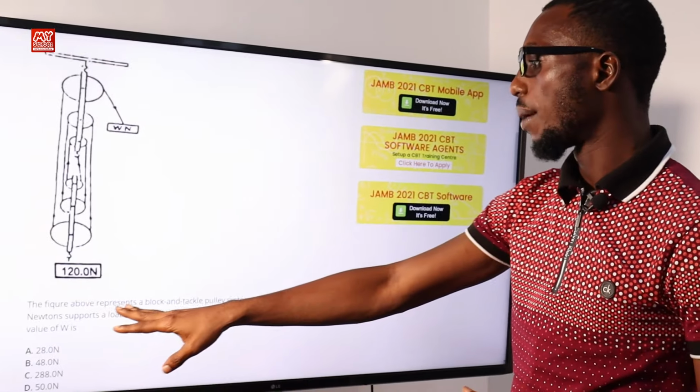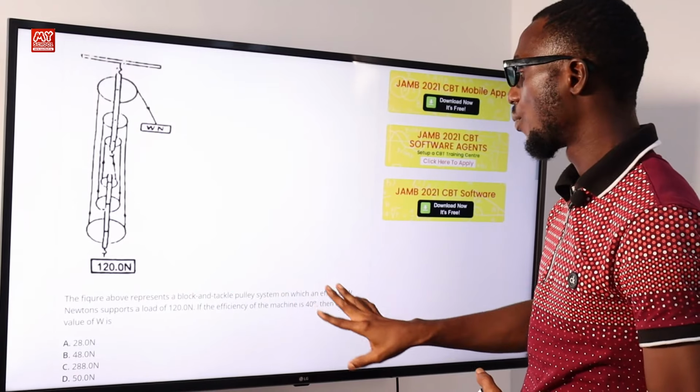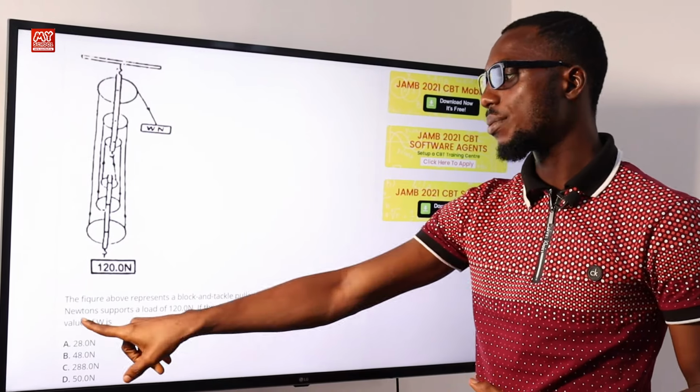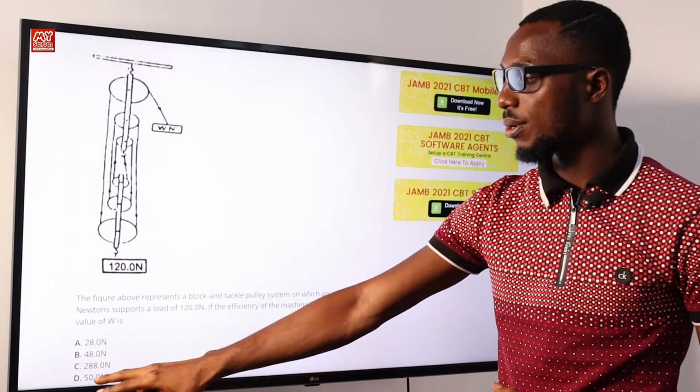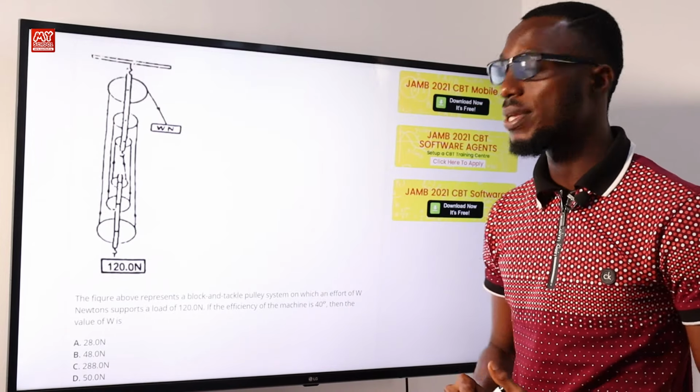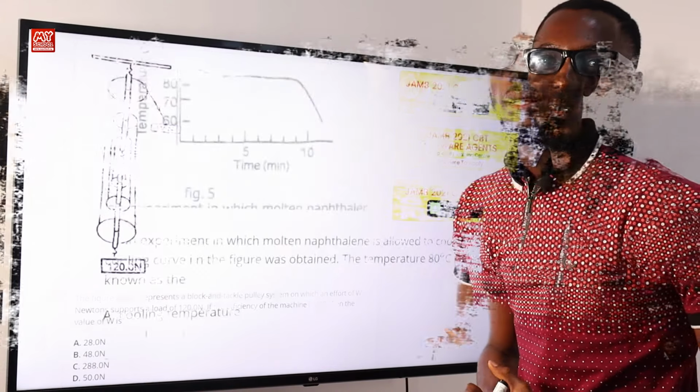So the figure above represents a block and tackle pulley system on which an effort of 50 newtons supports a load of 120 newtons. So we can see option D, 50.0 newton, is the correct option.